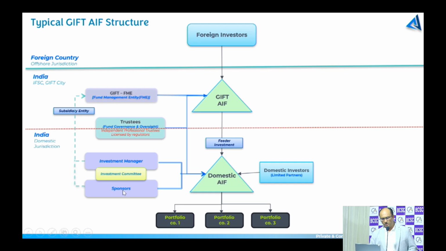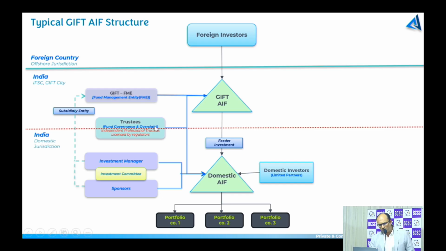What are the key components? Investment manager and sponsor we spoke about, which are more focused on your domestic AIF, but to regulate that Gift entity, Gift fund, you also need to set up a fund management entity in Gift City. It is not that a domestic investment manager can manage the activities for the Gift fund.